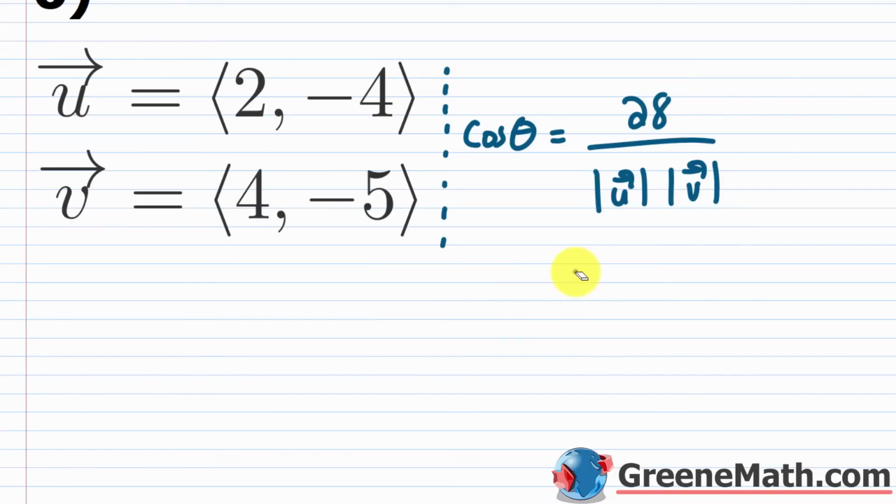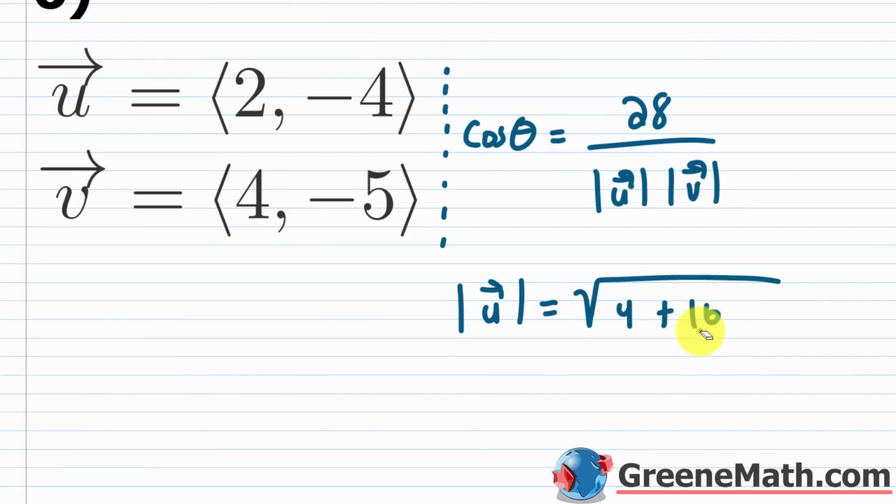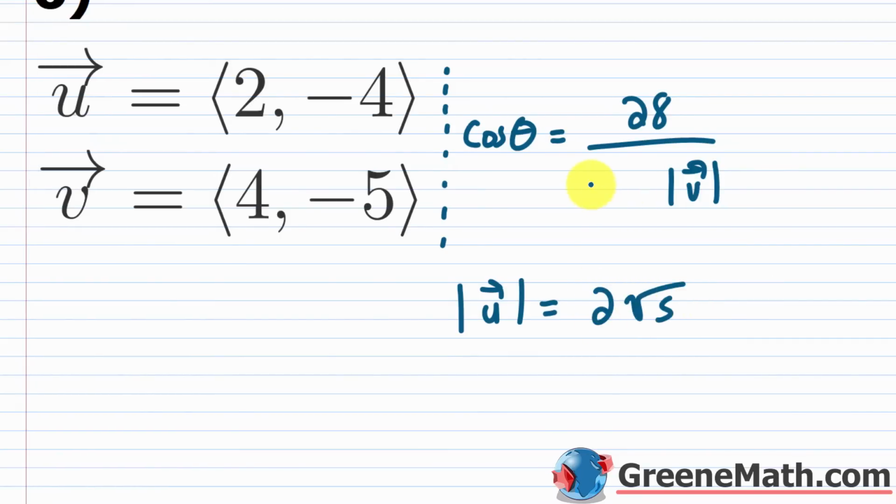Very easy. Now, for the magnitude of the vector u, this is going to be the square root of 2 squared, that's 4, plus -4 squared, that's 16. So this would be the square root of 20. This breaks down into 4 times 5, so this is 2 times the square root of 5.